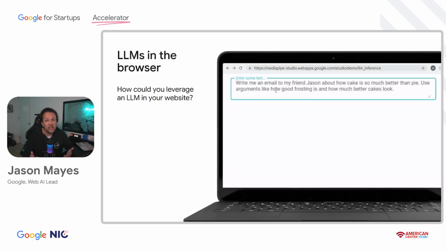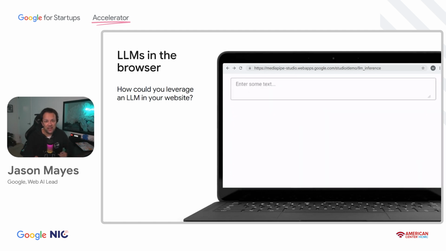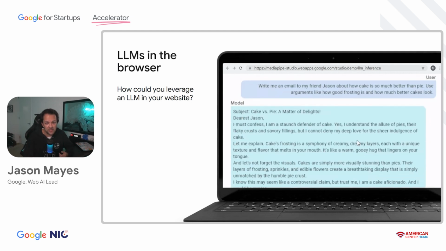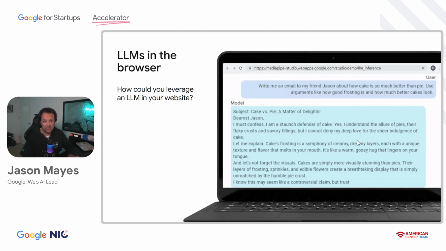Or what about bringing large language models to the browser? In the example shown here, you can see how a user can generate an email to their friend for a given context and with certain requirements without any of the text being sent to the server. And even better, this runs really fast. The demo you see here is captured in real time.